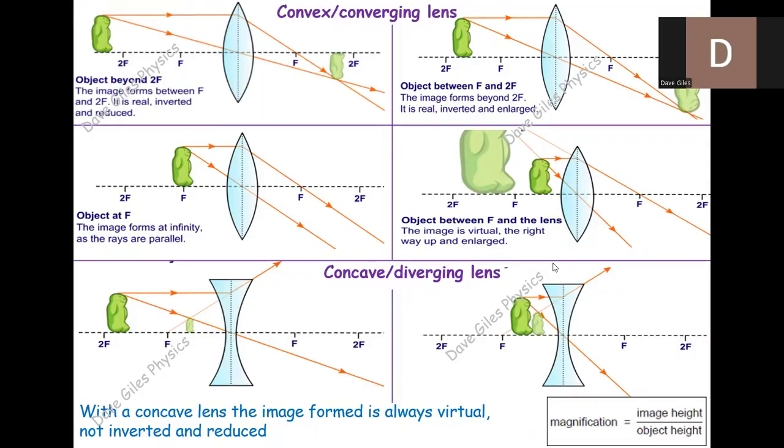And this here is just a quick summary of everything we've said about convex and concave lenses. Like I say, if the object is beyond 2 times the focal point, the image is real, inverted, and reduced. If it's between f and 2f, the image forms beyond 2f, and it is real, inverted, and enlarged. If it's at the focal point, then you don't actually get an image because the lines are parallel. And if it's between f and the lens, the image is virtual, the right way up, and enlarged, whereas with a concave or diverging lens, the image formed is always virtual, not inverted, and reduced.